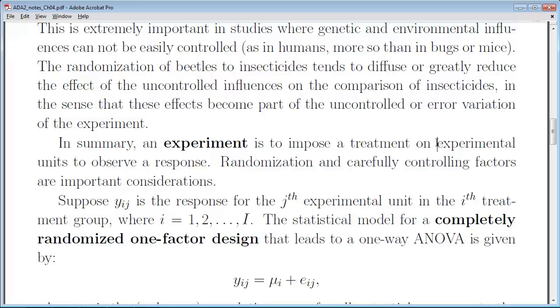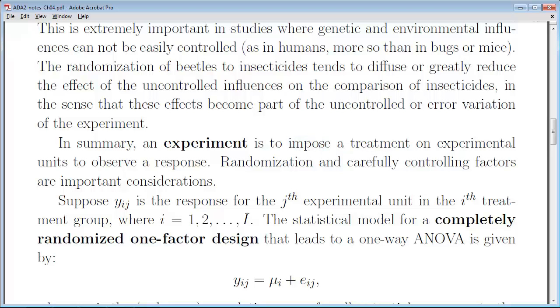Experimental units are just, in this case, the beetles. It's whatever you are measuring. So a person might be an experimental unit. A school system might be an experimental unit. So it's basically the smallest thing that you're measuring. The main part of an experiment is the imposition of a treatment.